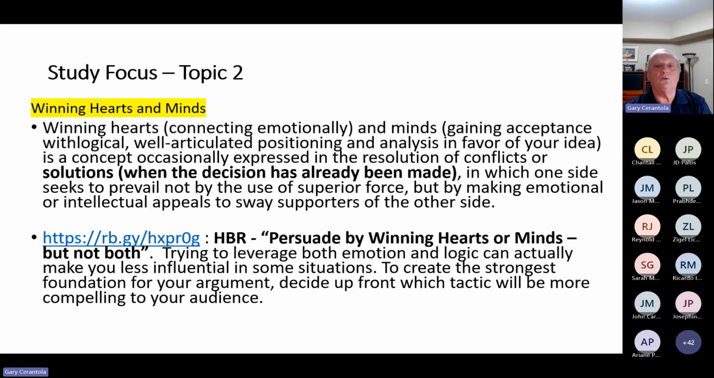So how do you get them to accept a decision that they weren't part of? And that's what winning hearts and minds is all about. And this article, I put the link here so you can actually read this article if you want. But basically, what this article was saying is that don't try to do both. So I'll explain. So winning hearts is taking the emotional side, trying to connect on the emotional side of a decision.